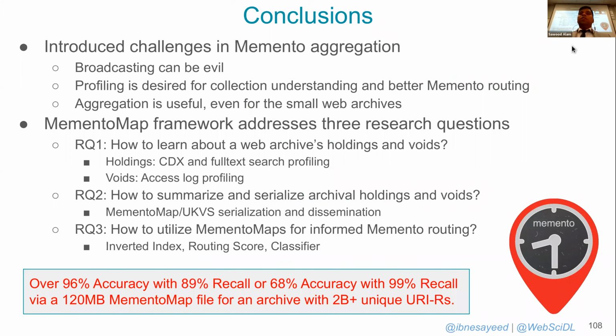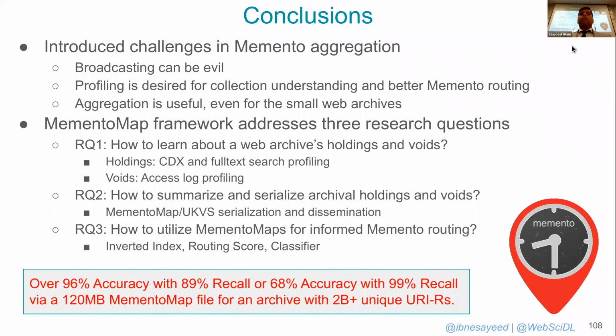And now allow me to conclude all that we talked about today. We first introduced the challenges in Memento aggregation. We described that broadcasting can be evil. Profiling is desired for collection understanding and better Memento routing. Aggregation is useful even for small web archives. And then we described the MementoMap framework that addresses our three primary research questions about learning about archival holdings and voids, serializing and summarizing them for dissemination, and then utilizing those Memento maps for Memento routing.